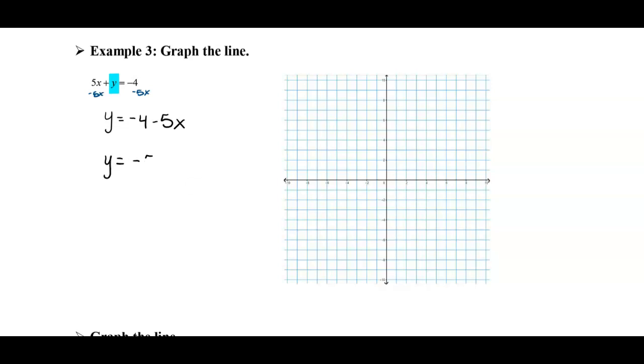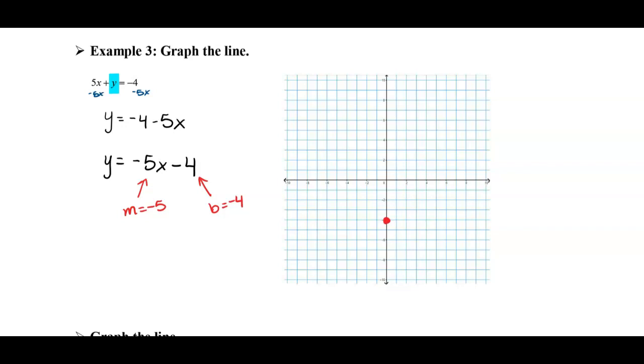This is going to be negative 5x minus 4. Since both of these terms were negative, they're both still going to be negative here. Be really careful with those negative signs though when you're switching things around here. So this tells me my slope is negative 5 and my y-intercept is negative 4. Now I can graph it. Remember, the y-intercept is where you start. My first point is going to be at 0, negative 4.